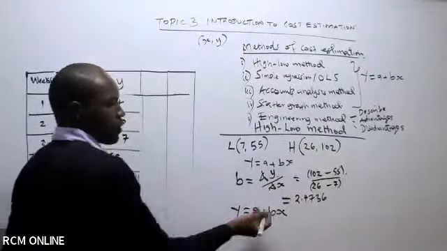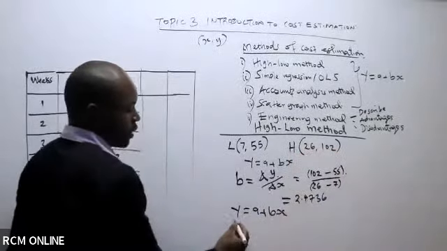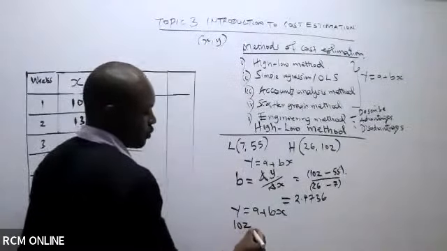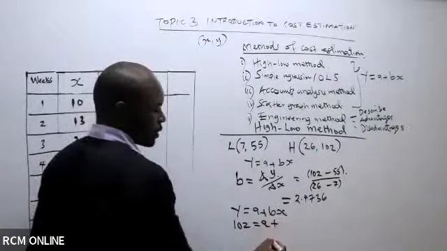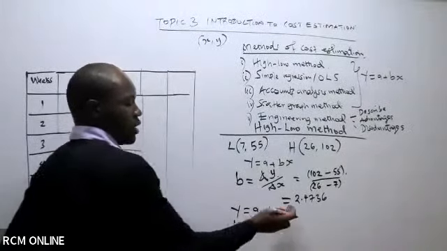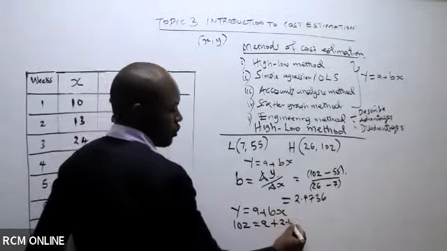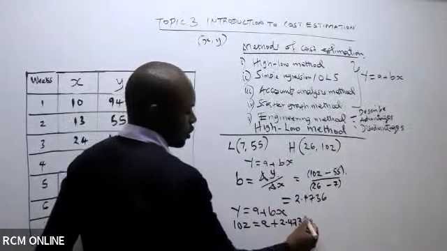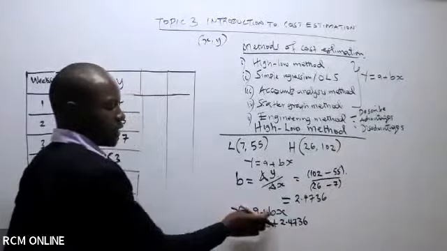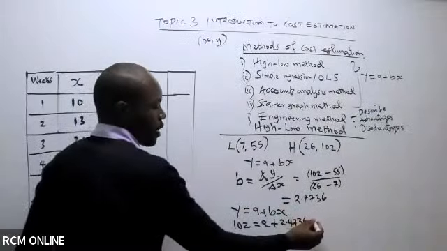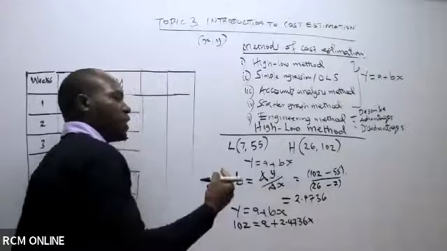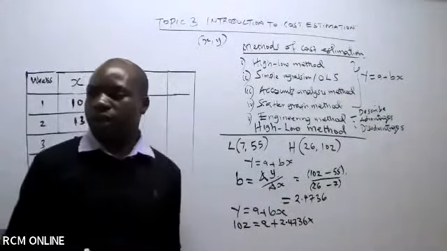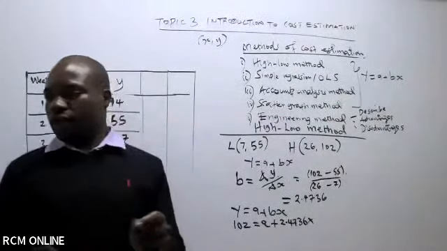What is y? We have the value of y. So when y is 102, we don't have the value of A, plus B. Do we have B? Yes, 2.4736. And our formula says it is B multiplied by x. When y is 102, what is the value of x?